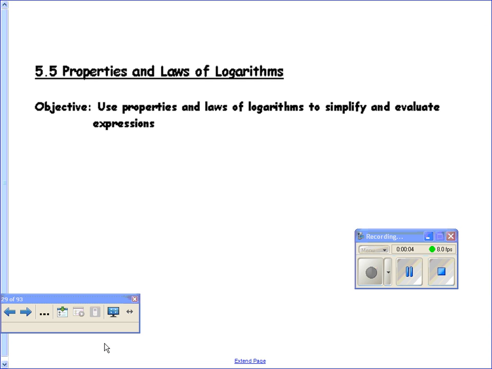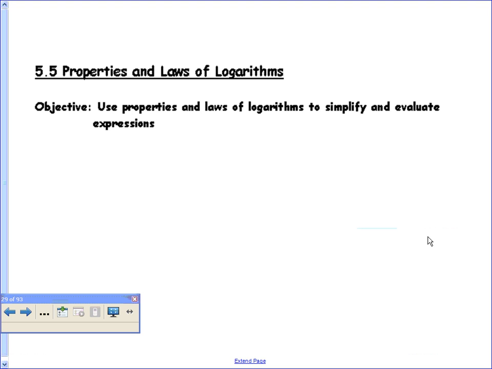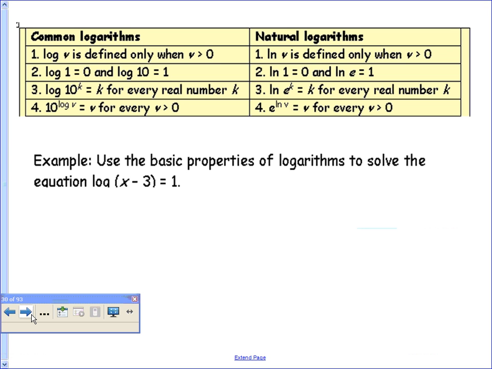In section 5.5, we're going to learn about the properties and laws of logarithms. We're going to use these properties to simplify and to evaluate expressions. So let's learn some basic rules of common logarithms and natural logarithms.